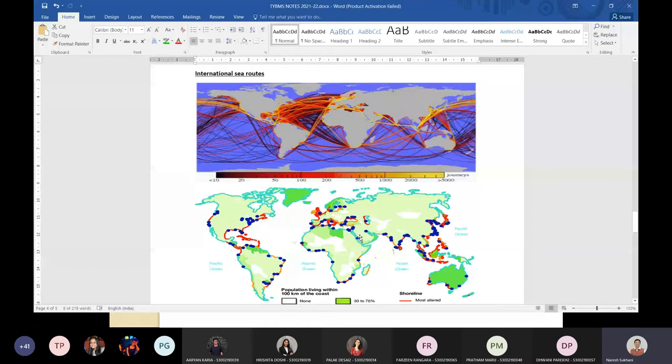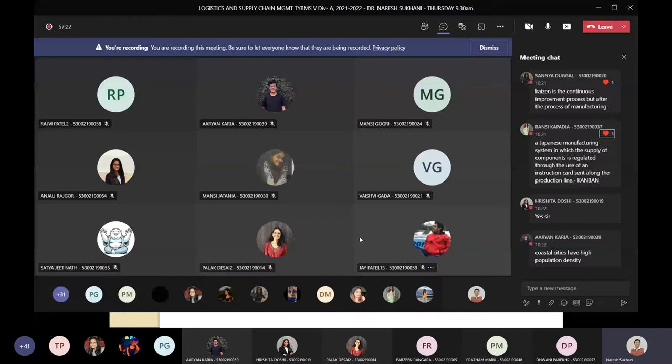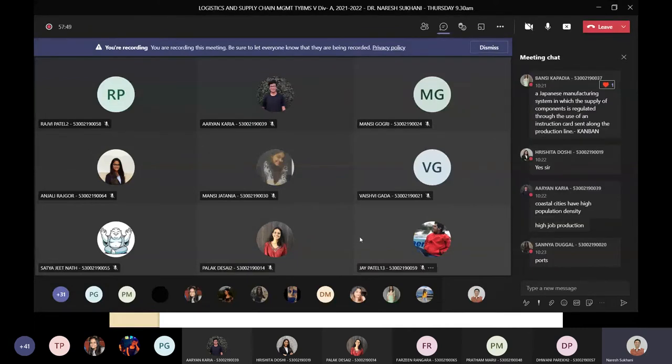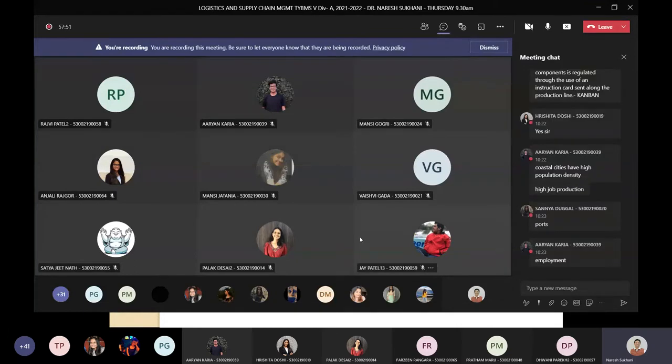Think, is it because of the water? Because of sea water? Sea water is not fit for drinking. Ideally, it should have been near the river, which is actually near the river. If you see ports, ports gain a lot of importance with respect to mode of transportation.